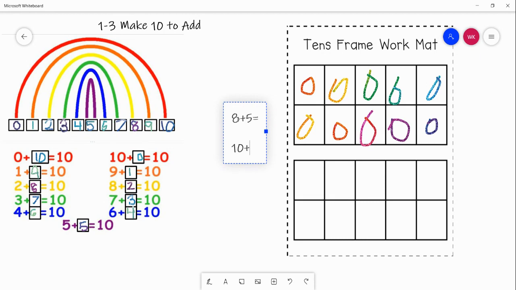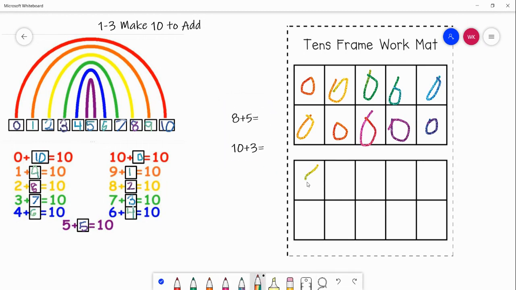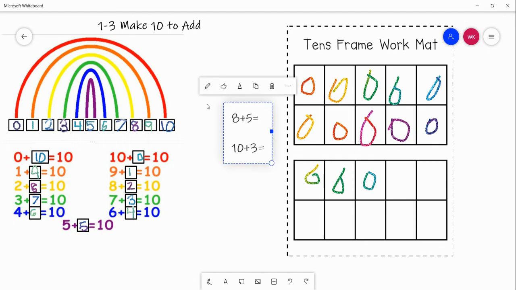So if you want to put up your hands, you can put up 5 fingers and put down 2 fingers. How many fingers do you have left? 3. So we have 10 plus 3. So let's go ahead and draw out 3 circles. 10 plus 3. If you have 10 and you add 3 more, your answer is 13. So then if we know 10 plus 3 equals 13, then we know that 8 plus 5 equals 13.